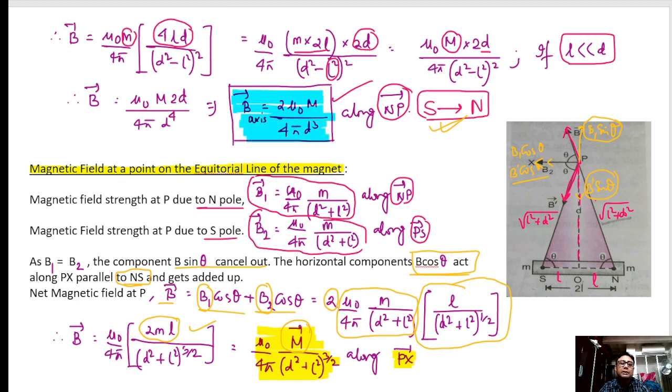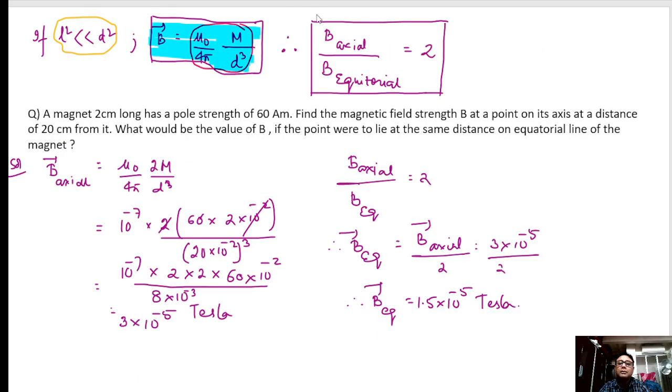So as you can see, if I take the magnetic field along the axial line to the magnetic field along the equatorial line, you will see it's coming in a 2:1 ratio. Okay, this is a very important formula. Please keep a note of this.